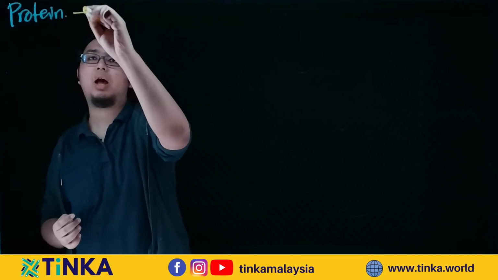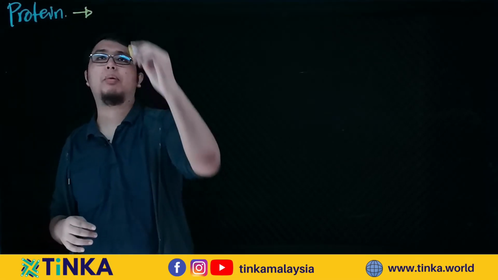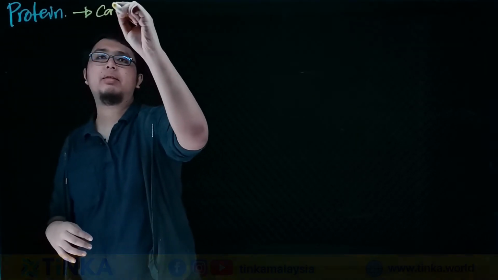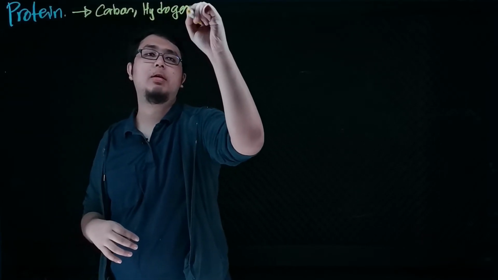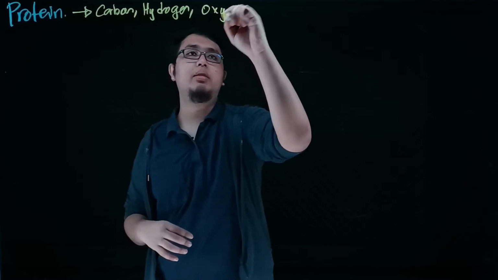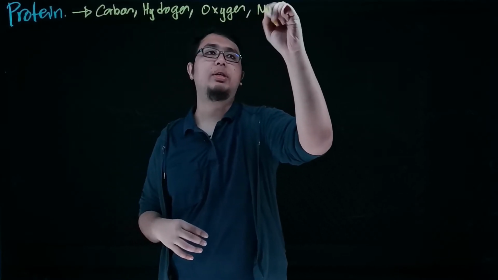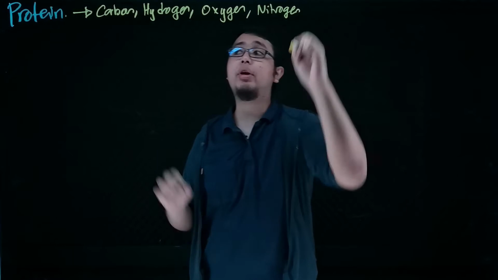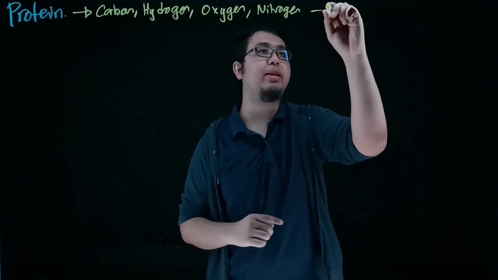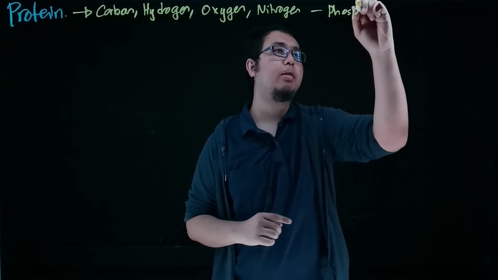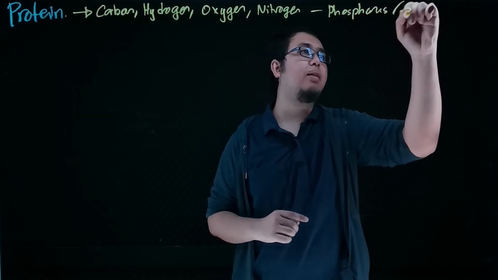Right, next we're gonna go for protein, where protein is made up of four main components, which is carbon, hydrogen, oxygen, and nitrogen. But for each protein molecule, they are either paired with phosphorus or sulfur.